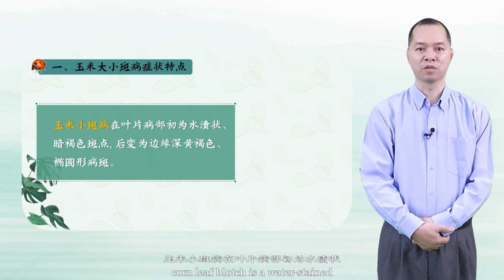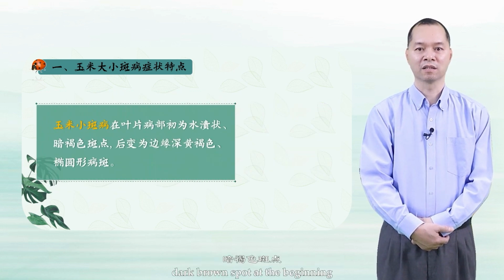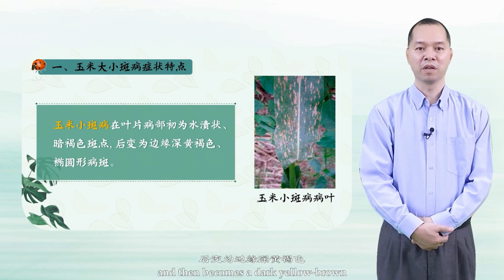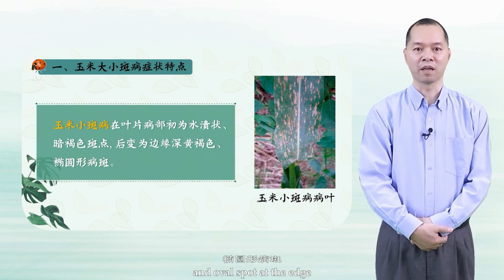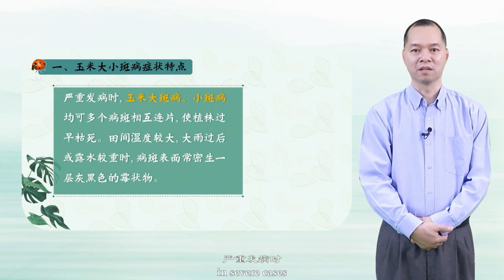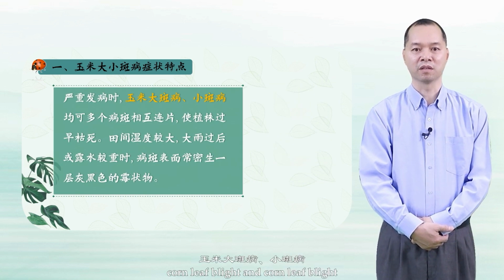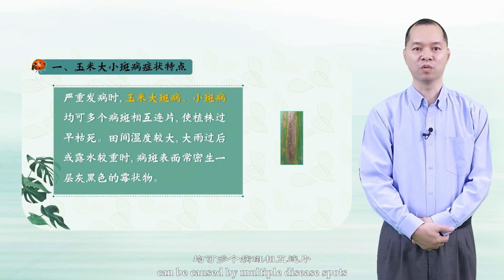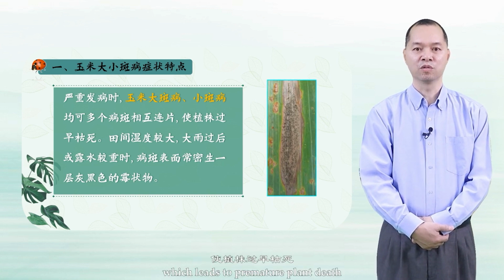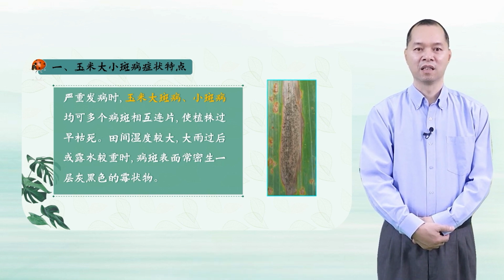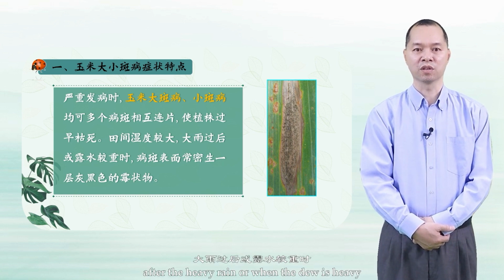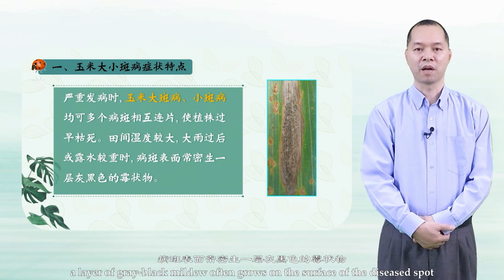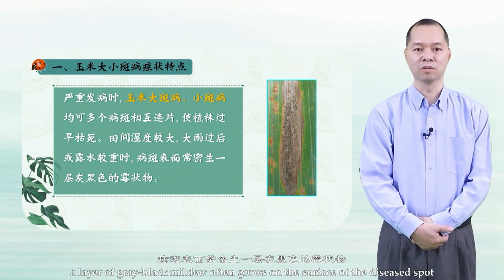The small leaf spot is a water-stained dark brown spot at the beginning, and then becomes a dark yellow-brown oval spot with a darker edge. In severe cases, multiple disease spots can lead to premature plant death. When the humidity is high in the field, after heavy rain, or when the dew is heavy, a layer of gray-black mildew often grows on the surface of the diseased spot.